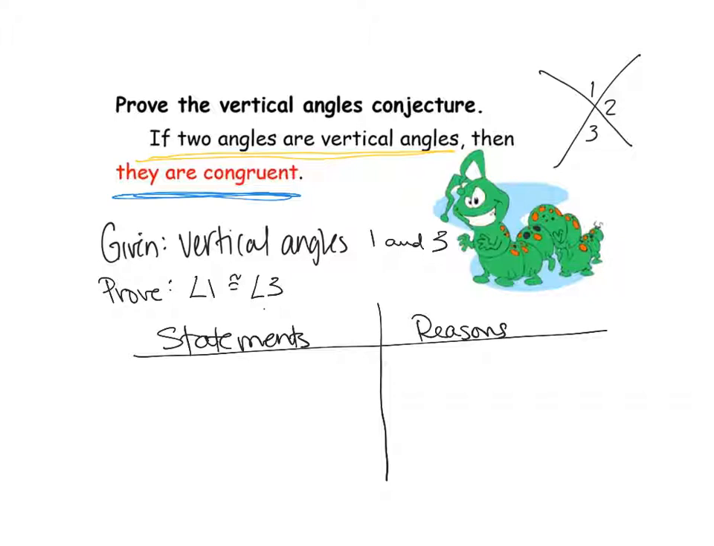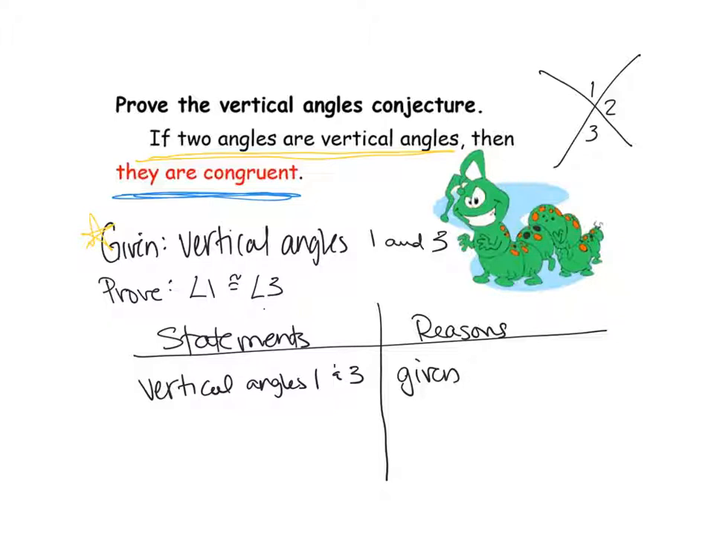Okay, now, our first statement should always, always, always be what we're given. Okay, so in our case, we're given vertical angles 1 and 3. Okay, so whatever is written up here in this given statement, whatever is written there, we literally just write here. And the reason we can write that is because, hey, it's given. We don't have to think too hard about that.